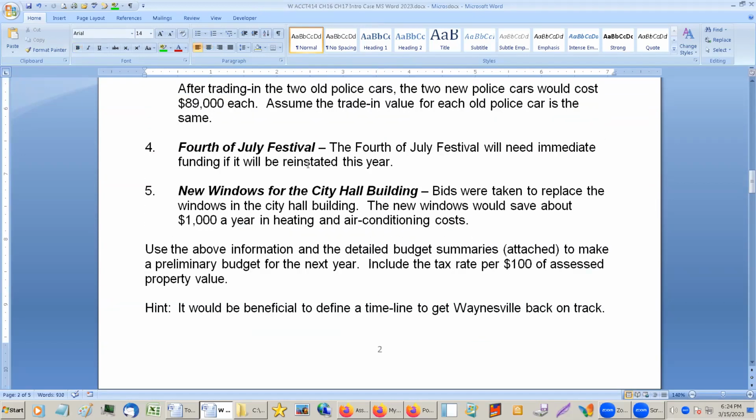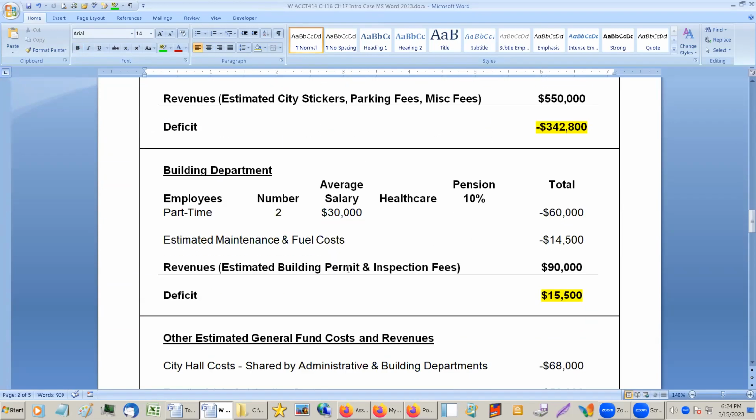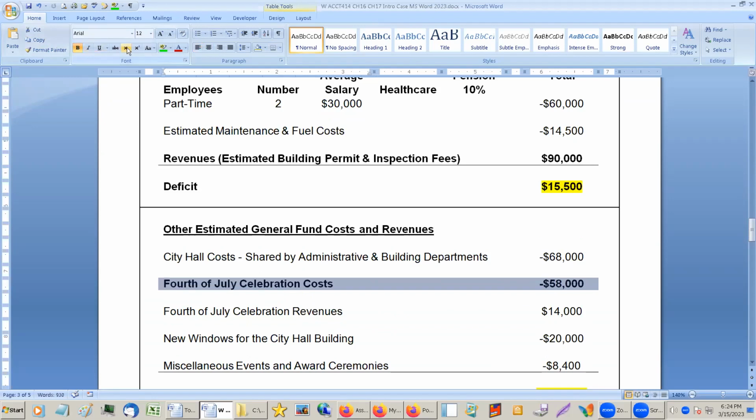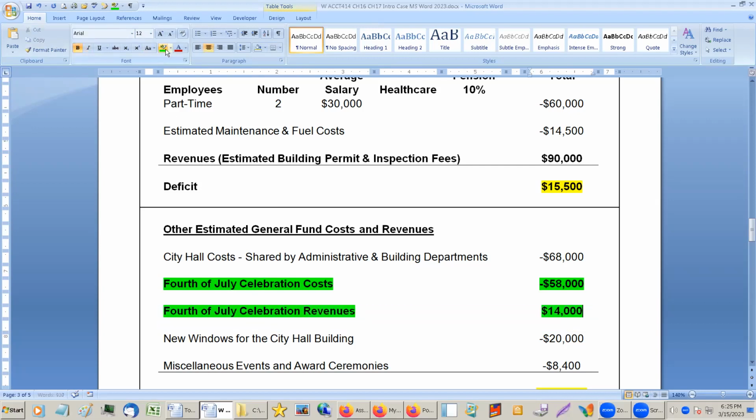Oh, the Wild 4th of July party. Okay, so the cost of it is $68,000. But they also make $14,000. Yeah, and that's offset. You're right, that's offset by this $14,000. So what's the real cost of it? $44,000. So we had to cough up $44,000 for the 4th of July party.